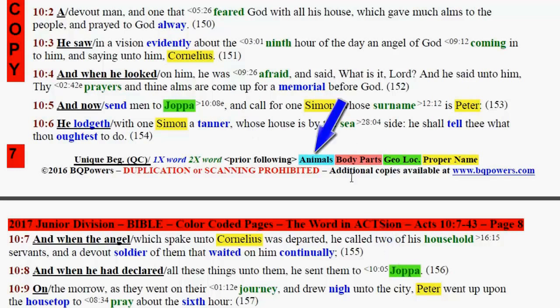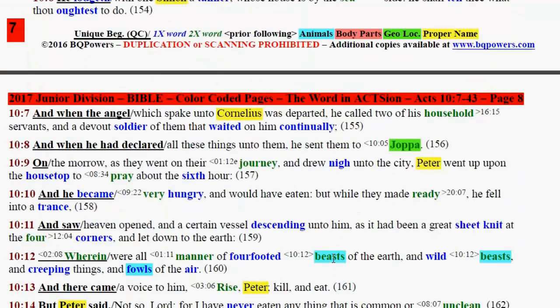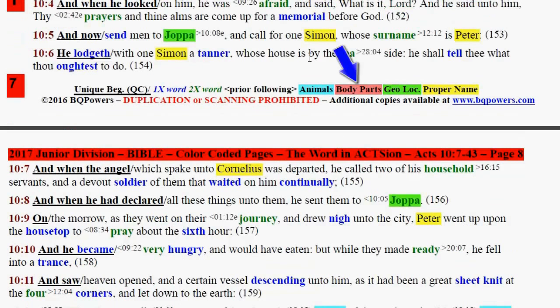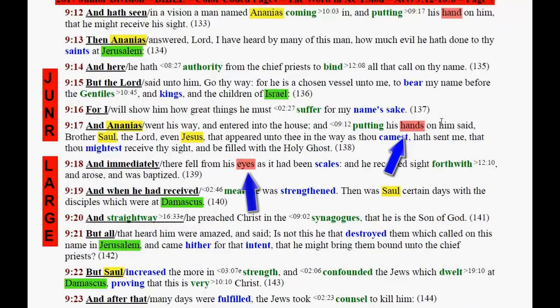So the next thing we have on here is a blue highlight for some animals. Look down here. There's some animals. Beasts and fowls. So if there's a question talking about what animals are mentioned in Acts chapter 10, verse 12, they know right away it's beasts and fowls are in that verse. The same thing with body parts. These are in a red highlight, kind of reddish pinkish. Through here, eyes, hands, hand. So if they're having a similar kind of question, what body part is mentioned, they'll know right away. Acts chapter 9, verse 12 has hand in it.